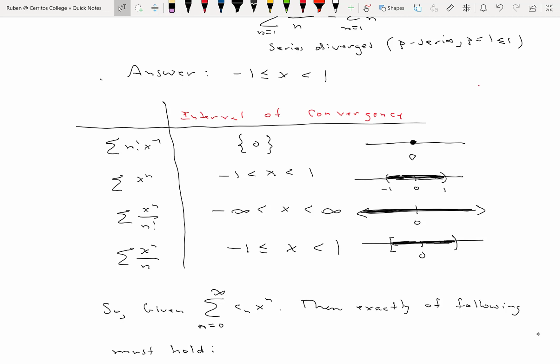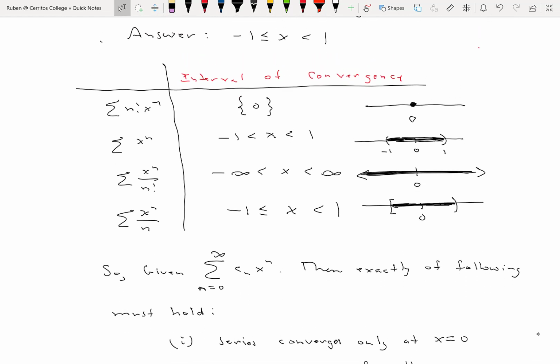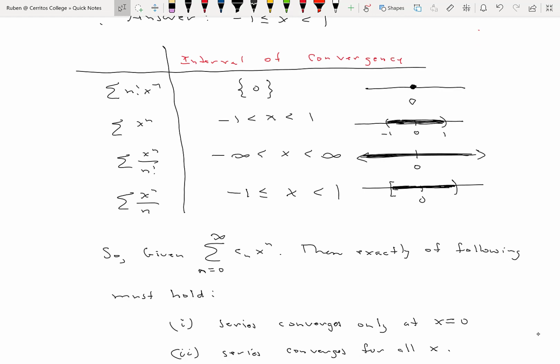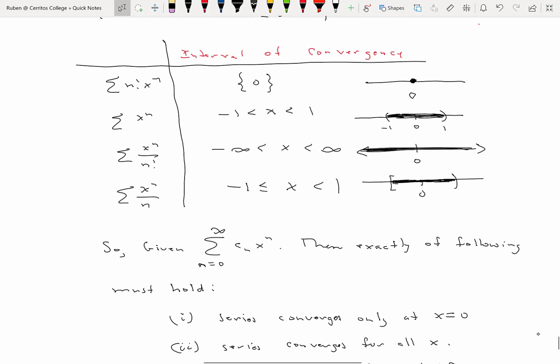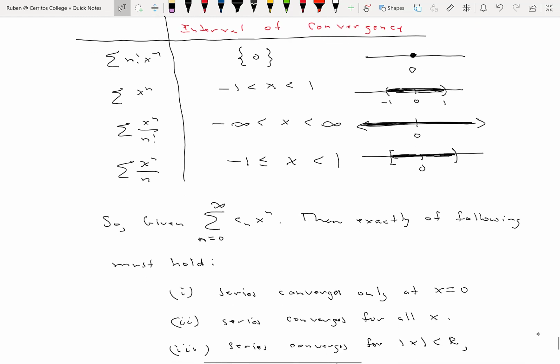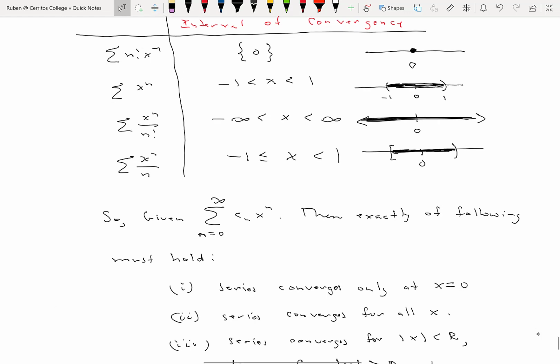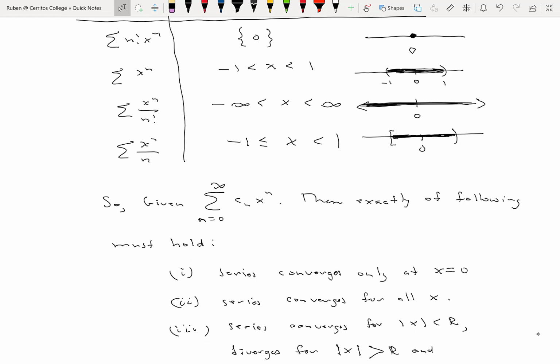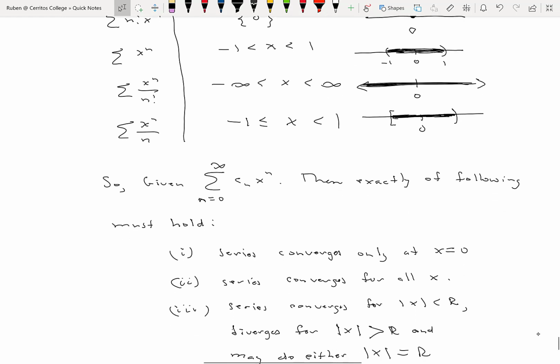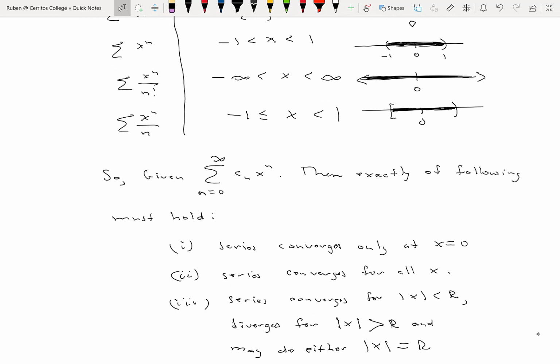So given a general power series centered at 0, the sum of c sub n x to the n from 0 to infinity, exactly one of the following must hold true. Either the series converges only at 0, or the series converges for all x, for x between negative infinity and positive infinity, or, and this is a little complicated looking, but the idea is not so bad, the series converges for absolute value of x less than some real number r, diverges for absolute value of x more than that, and may do either at the endpoints.